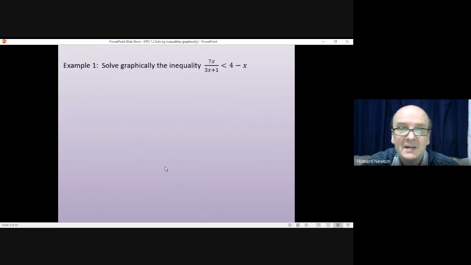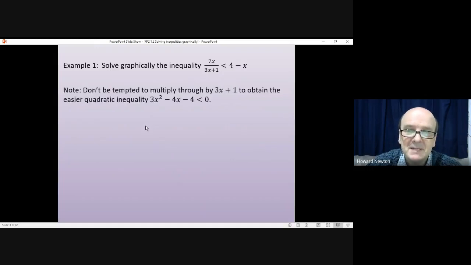Okay, we'll have a look at an example. Solve graphically the inequality 7x over 3x plus 1 is less than 4 minus x. Now, before we start, it's very, very tempting just to multiply through by 3x plus 1 here. When you do, it feels like you simplify the question greatly. You end up with a quadratic, 3x squared minus 4x minus 4 is less than 0. That is very easy to sketch, and it's very easy to show when it's less than 0.